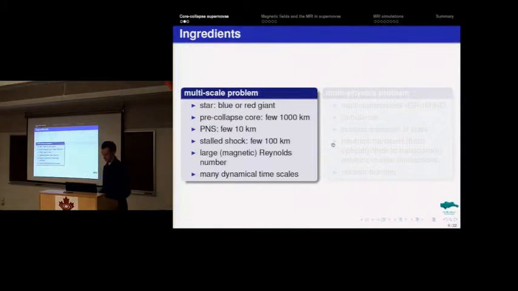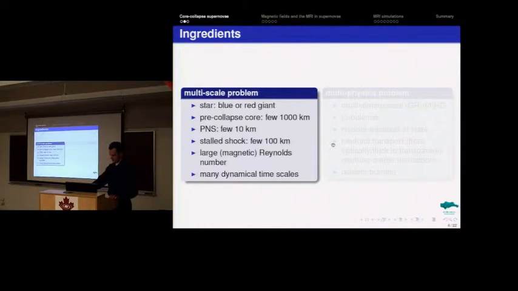Consequently, we have to cover a large range in length scales, and this corresponds also to a large range in timescales. The whole explosion, or the core, may take place on roughly less than a second, which is roughly 10^3 dynamical timescales of the proto-neutron star.